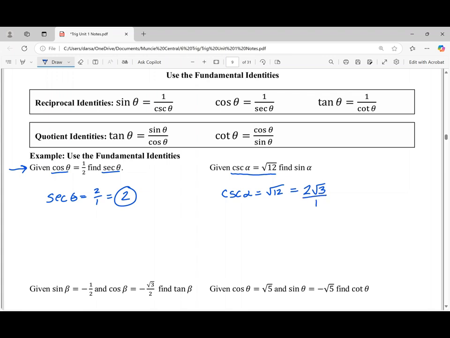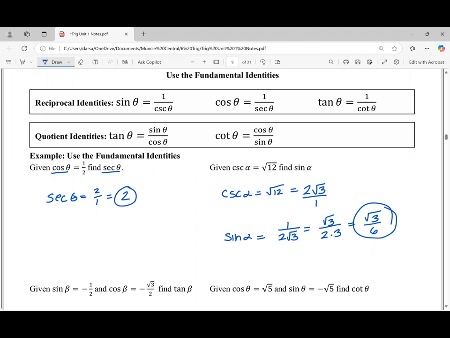And then if we put it over 1, now this looks like a fraction that we can flip over. Remember, you can turn any number into a fraction by putting it over 1. So what would the sine of alpha be? That's 1 over 2 square root of 3. Then we rationalize that to square root of 3 over 2 times 3, so square root of 3 over 6. So you can see rationalizing is really important, but using these reciprocal identities is pretty straightforward.